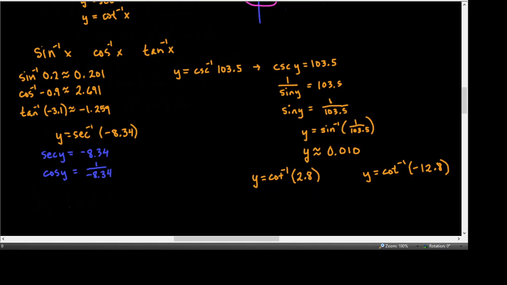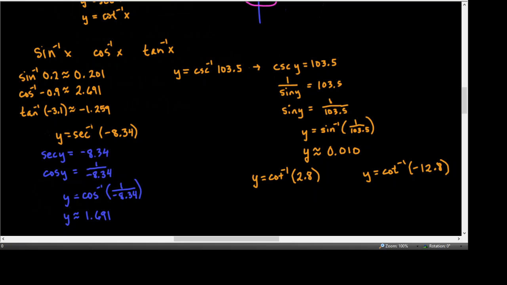Now that it's in terms of a button that is on the calculator, cosine, rewrite it in terms of an inverse, and that's cosine inverse of negative 8.34. And now it's ready to type in. So second cosine is a cosine inverse of 1 divided by negative 8.34. And you should get about 1.691.